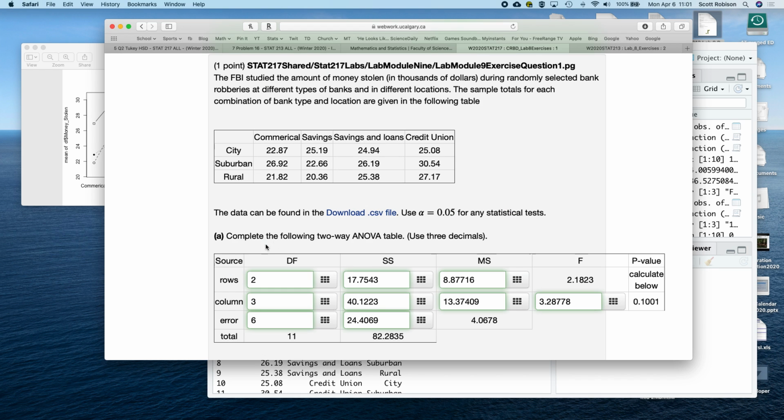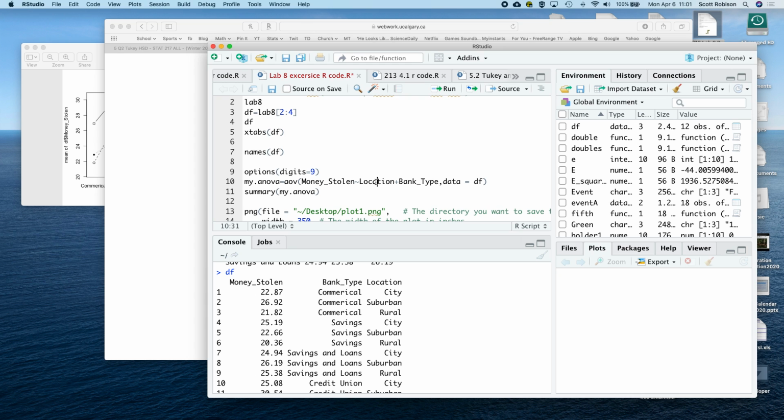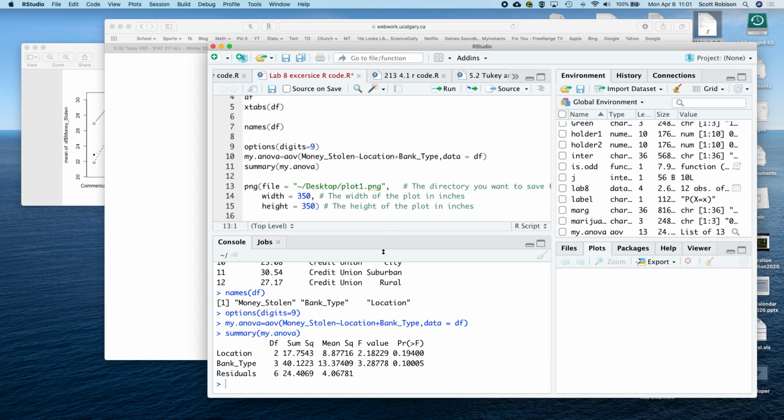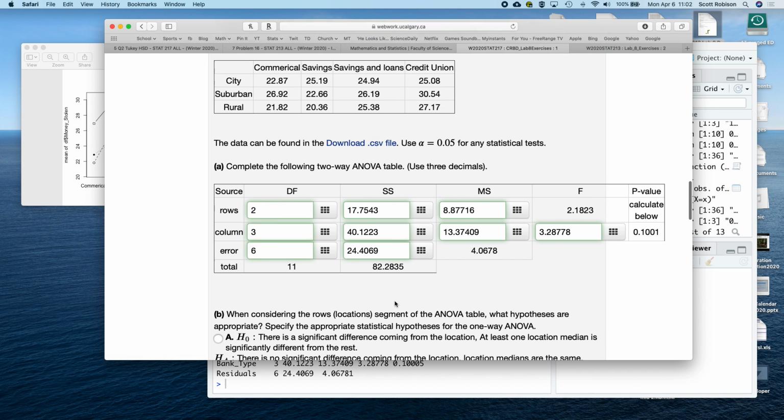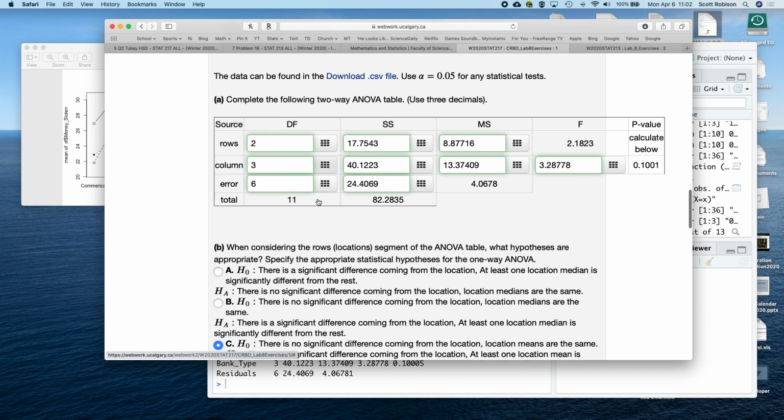I've done that order simply because I wanted to have the rows, which were the locations, first, and then the columns. Because the locations were the rows and I wanted to have that first, I put locations first in my ANOVA code. And then I can actually see my two-way ANOVA results when I print the summary of my ANOVA. Okay, so that gives me the ANOVA table, which of course I've just filled in to WebWork here below.